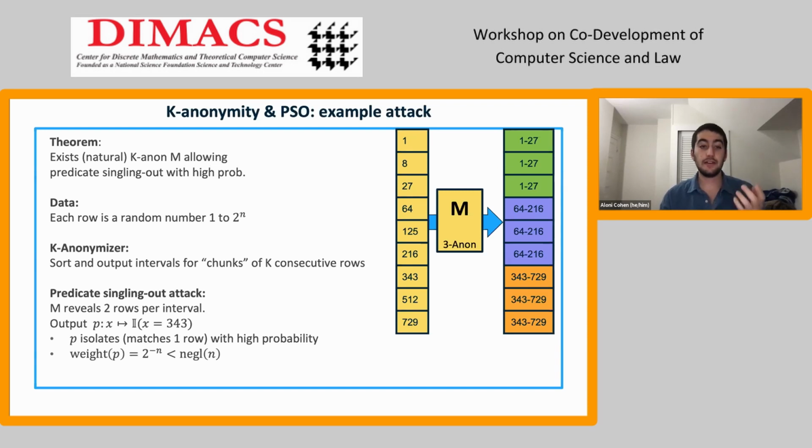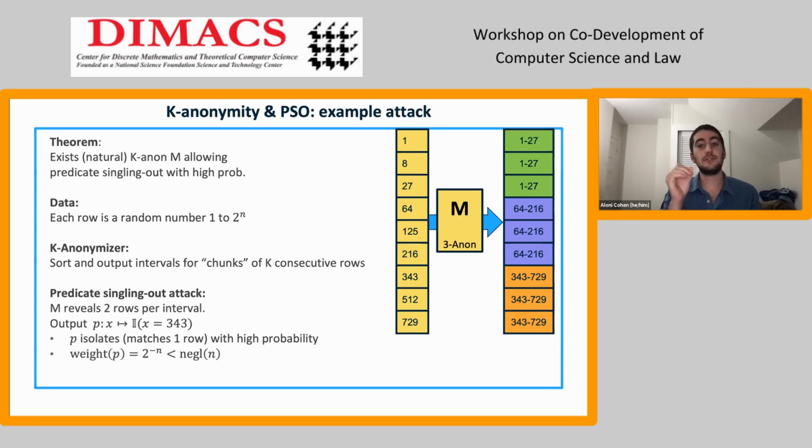In particular, the mechanism reveals 2 rows for each one of these chunks. So for example, we know how the mechanism works in this case. And because we know how the mechanism works, we know that 343 was in the data set. So the adversary can look at the output and output the predicate that says, is X equal to 343? Okay, so what do we need for this attack to be an attack? It needs to match exactly 1 row, which it does with high probability, unless there are 2 rows with the same value on the left. And it needs to have negligible weight.